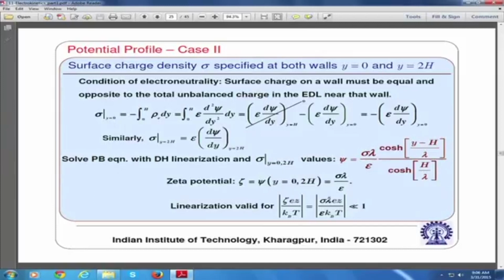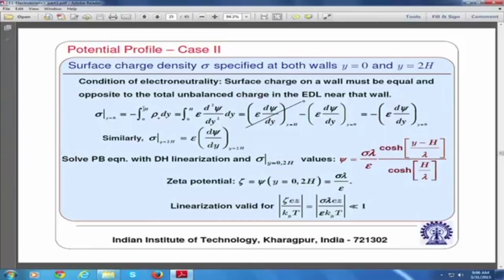The electroneutrality condition says that surface charge on a wall must be equal and opposite to the total unbalanced charge in the electrical double layer near the wall, right, because in totality it has to be electrically neutral. So surface charge is minus of the charge in the electrical double layer. Okay. So sigma, which is the surface charge density, is equal to the minus of the total charge density within the electrical double layer, that is the integral of the volumetric charge density rho e dy from y equal to 0 to y equal to h. Okay, this is for one plate.